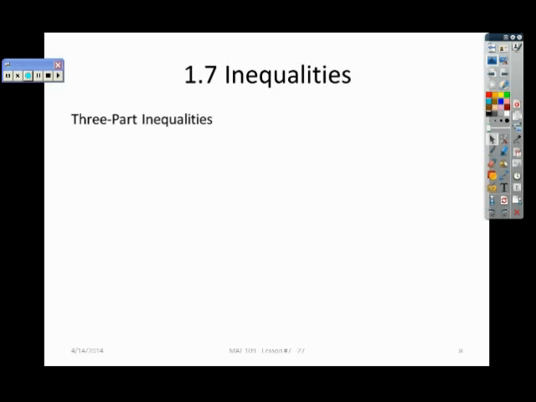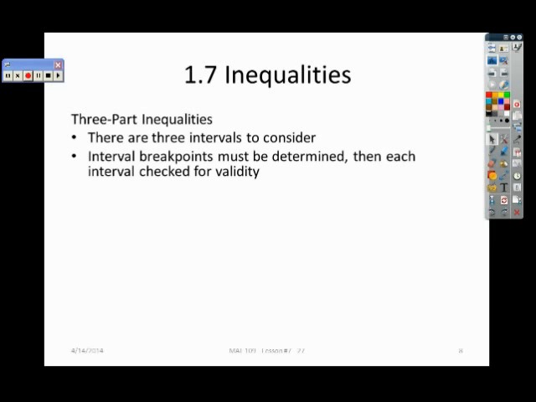The other type of three-part inequality I'm going to look at is a quadratic inequality, which is a different form, requires a different solution technique. Let's look first at the linear three-part inequality. Three-part inequality means you're going to have three intervals. And in general, when you have three intervals, you have to check each interval to see if your inequality is true there or it's false there.